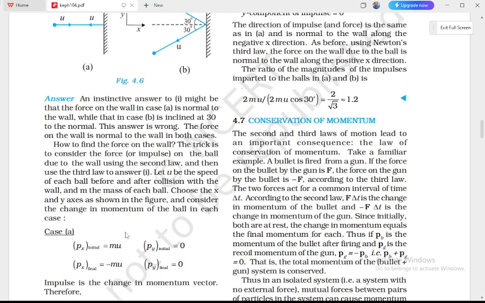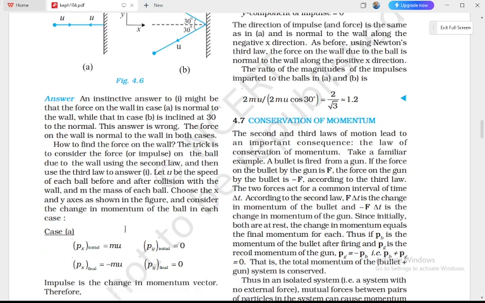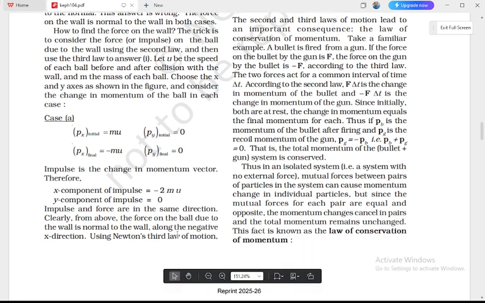Case A. Initial momentum Px equals m u and Py initial is 0. Px final is minus m u, Py final is 0. Impulse is the change in momentum vector. Therefore, the x component of impulse equals minus 2 m u and the y component of impulse equals 0. Impulse and force are in the same direction.